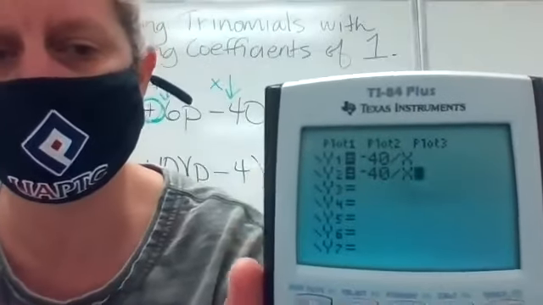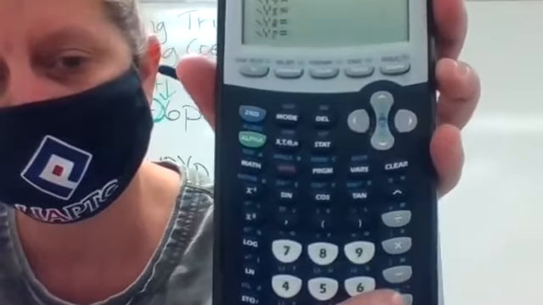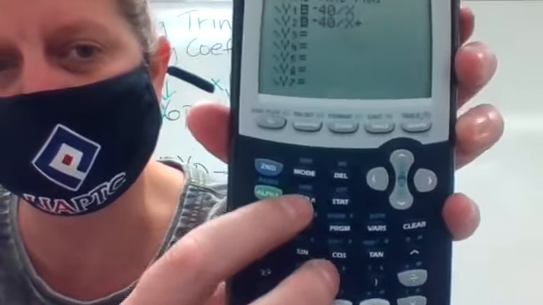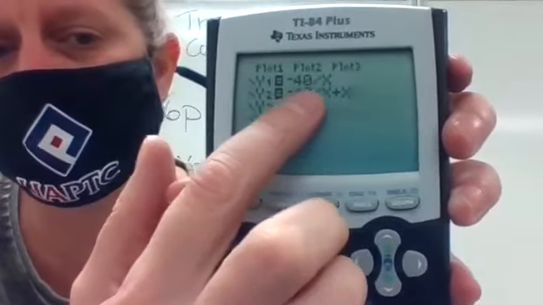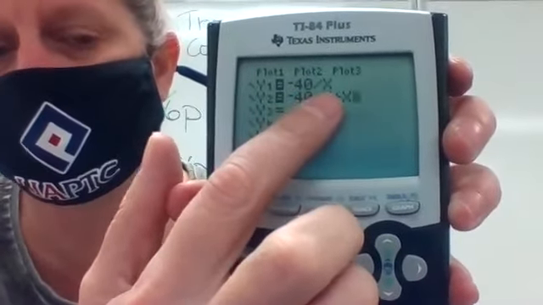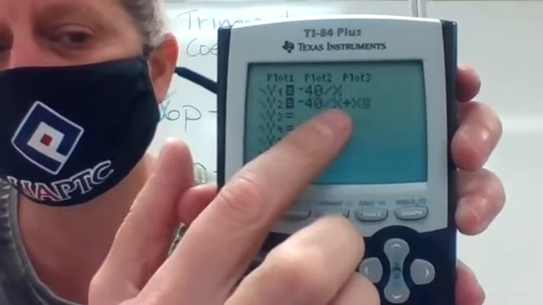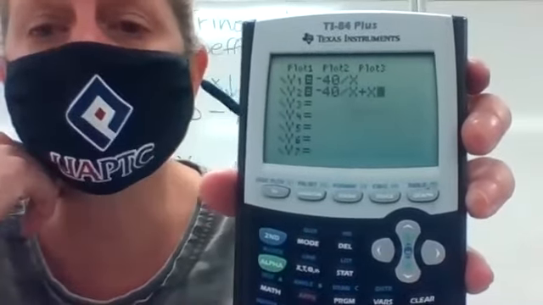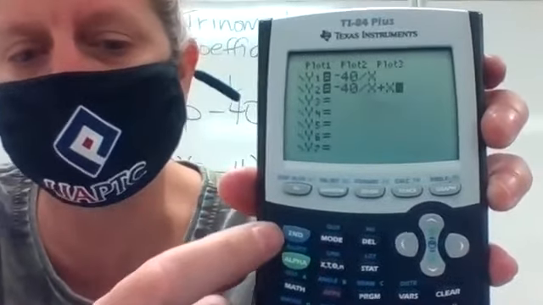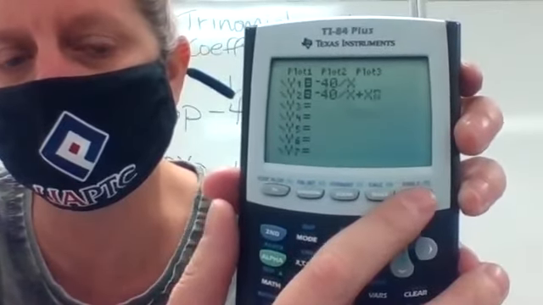Then I'm going to do something else. I'm going to hit plus, and then I'm going to hit that x button again. So you should have the same thing in the top, negative 40 divided by x, then do negative 40 divided by x, and then hit plus x. Now, we're going to go back to the table again. So hit second, and come over here and hit the table again.